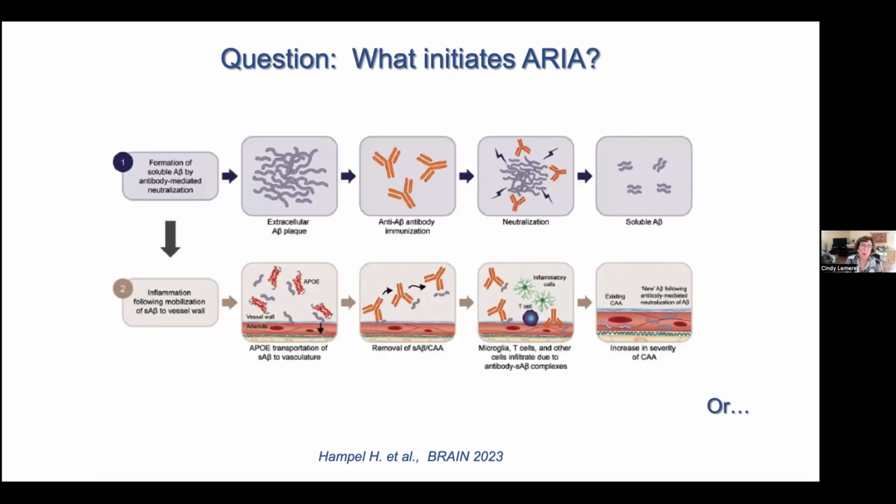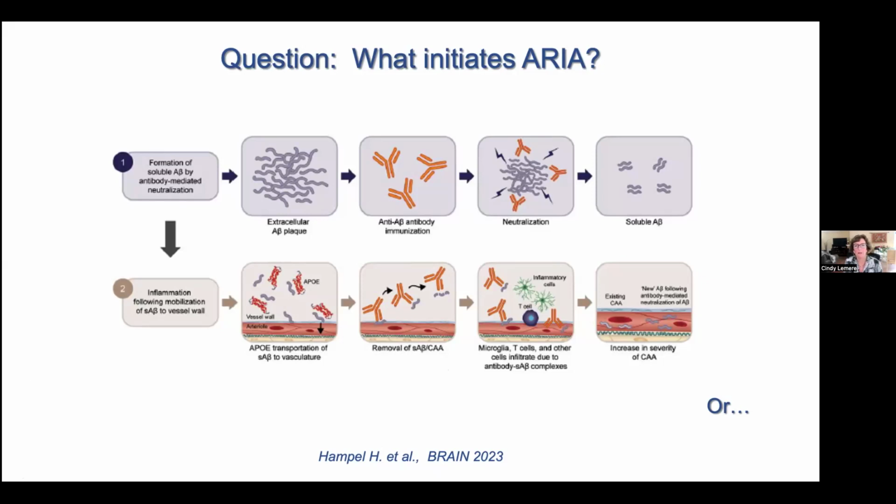So we're curious what initiates ARIA. For a long time, people have thought that ARIA is due to the dissolving of plaques by antibodies in the parenchyma, and then the shuttling of that soluble A beta by ApoE to the blood vessel wall, and that then induces this inflammatory cell reaction. Basically, the blood vessel wall gets overwhelmed, and then you start to see inflammation. And this very likely could contribute to it.